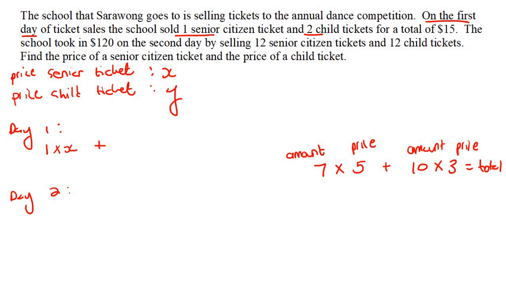Okay. So, 2, and then we're going to multiply that with, we don't know how much the children tickets are, but we know that the total amount of money that they made that day was $15.